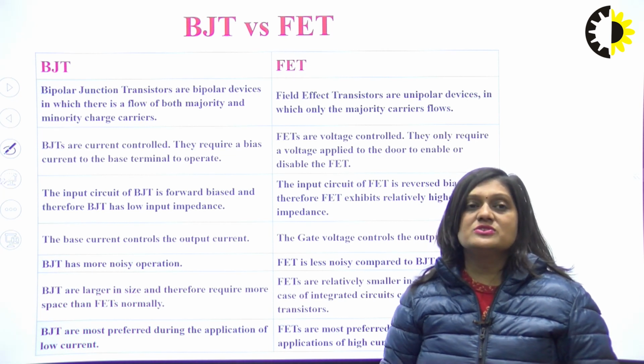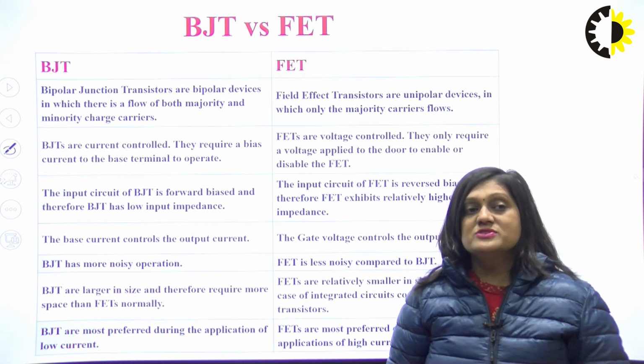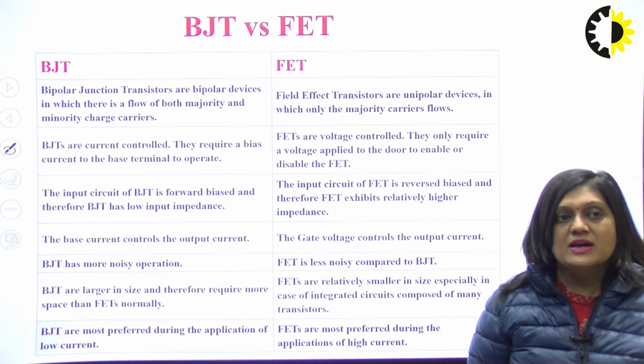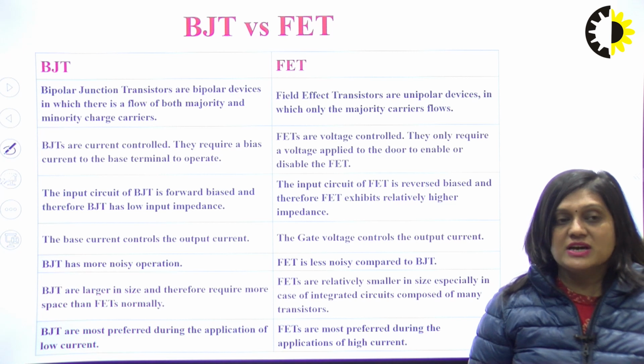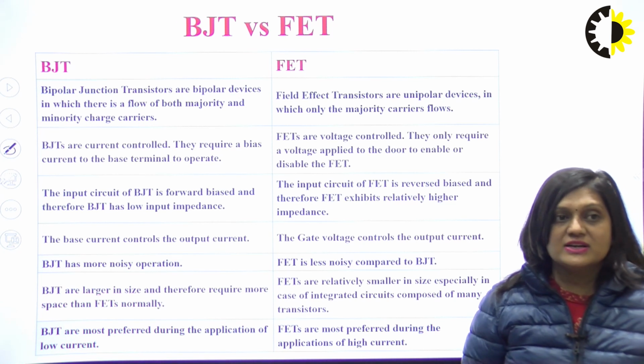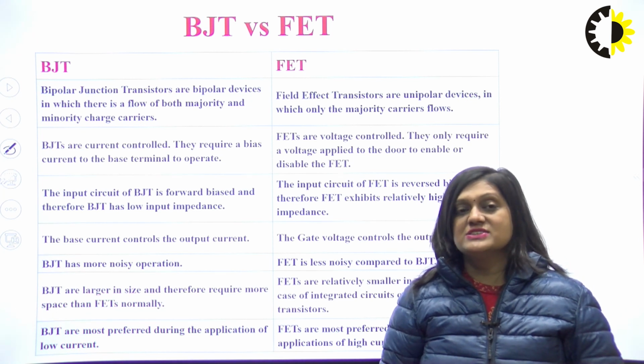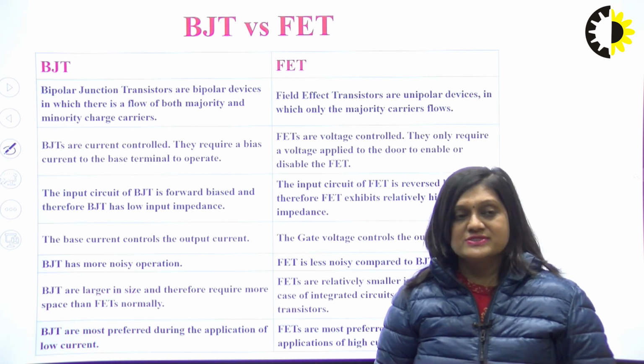The gate source voltage controls the drain current. The input circuit of the BJT is forward biased, while the input circuit of the FET is reverse biased. That's why BJT has a low input impedance and FET has a high input impedance. BJT is more noisy in operation because it has junctions, and FET is less noisy in operation.